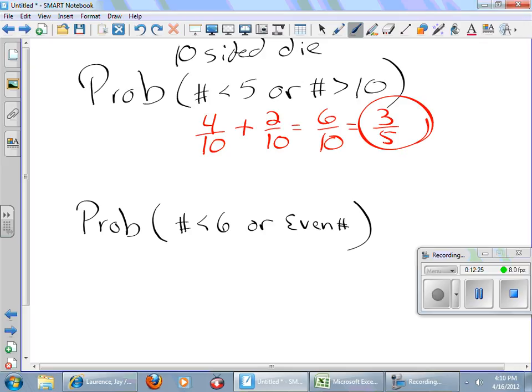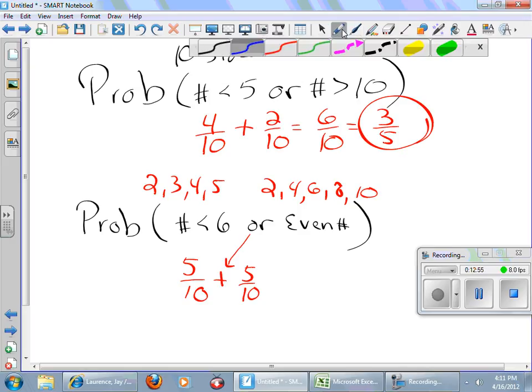All right. If I need a number less than 6 or an even number, well, let me see here. A number less than 6, there'd be 5 out of 10 on a 10-sided die. An even number, or means to add. An even number, I think that would be 5 out of 10 again, except numbers less than 6: 1, 2, 3, 4, and 5. Even numbers: 2, 4, 6, 8, 10.